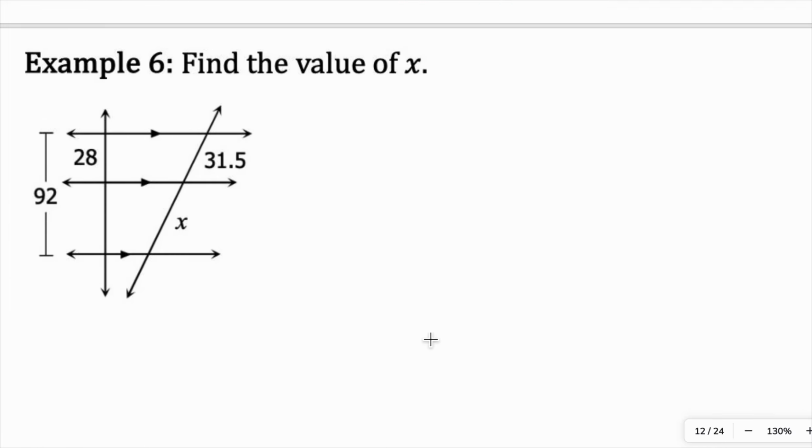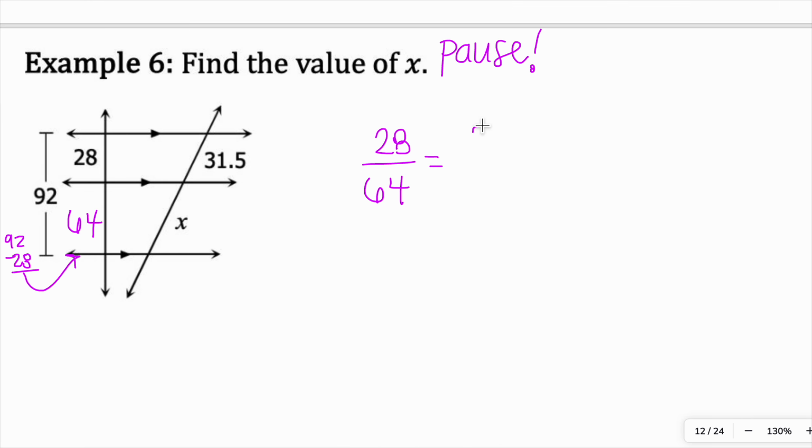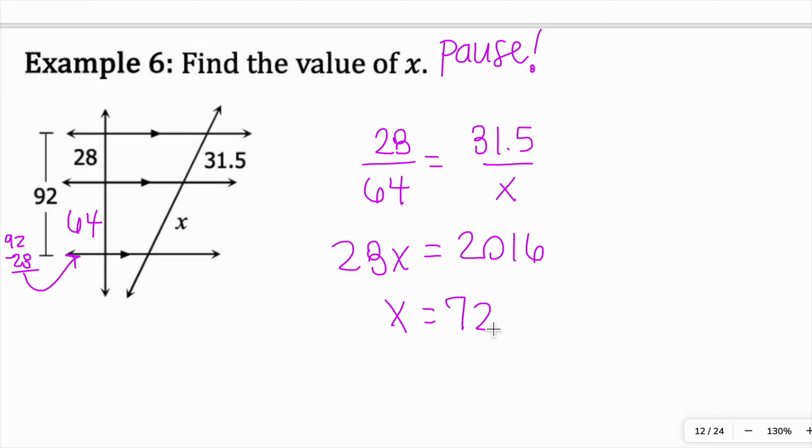Example 6, also finding the value of x. I realize that this entire length is 92, so see if you can pause the video here, try to solve for x, and when you're done, click play to check. Okay, something I did was found out the missing piece here is going to be 64, because I did 92 minus 28, and I got 64. Then I set up my proportion. 28 over 64 is proportional to 31.5 over x. I get 28x is equal to 2016, x is equal to 72.